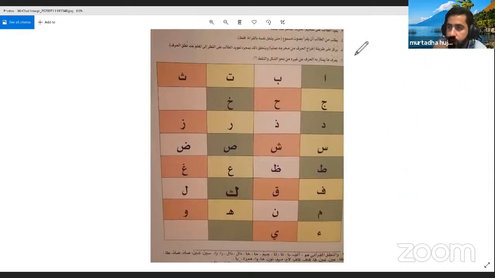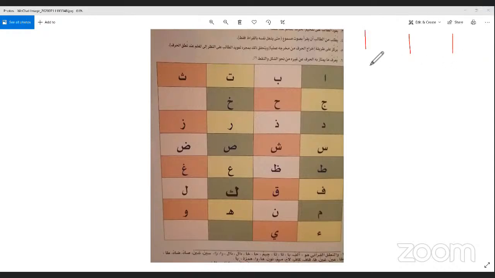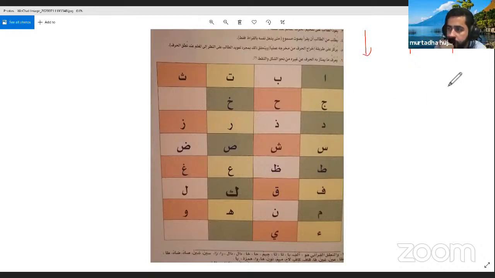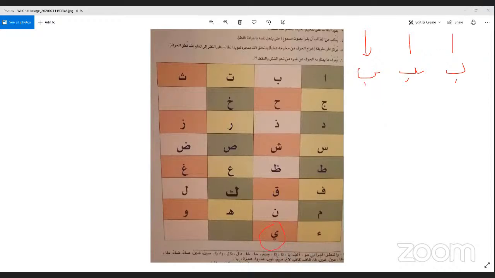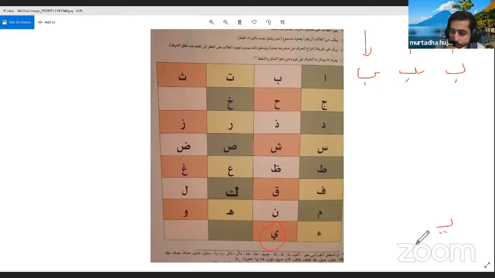The second lesson will be about how the letter changes its written form depending on the position: in the beginning, in the middle, and at the end of the word. For instance, ba in the beginning will be like this. In the middle is like this. And at the end, it will be the normal ba. And ya also: in the beginning will be like this, in the middle like this, and at the end, ya.